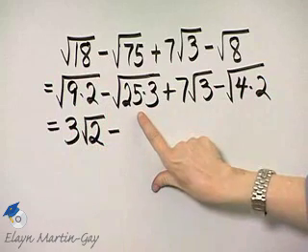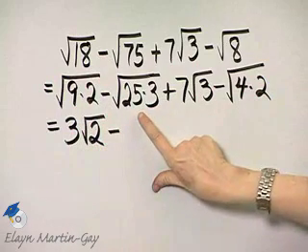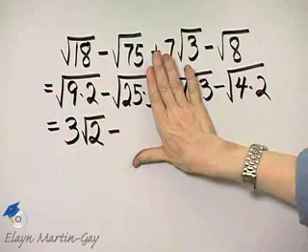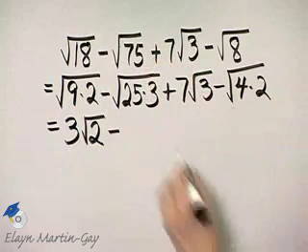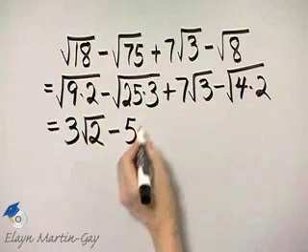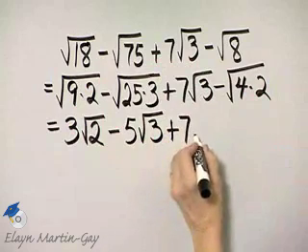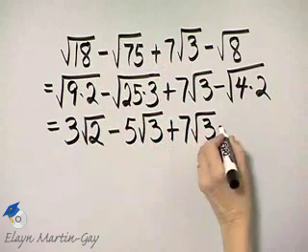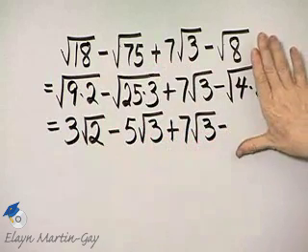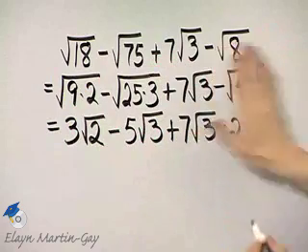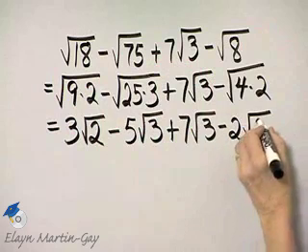product rule again, I can write this as the square root of 25 times the square root of 3. What is the square root of 25? It is 5, and then I still have the square root of 3 plus, just rewriting 7 square root of 3 minus, what is the square root of 4? It is 2, and then I have the square root of 2.